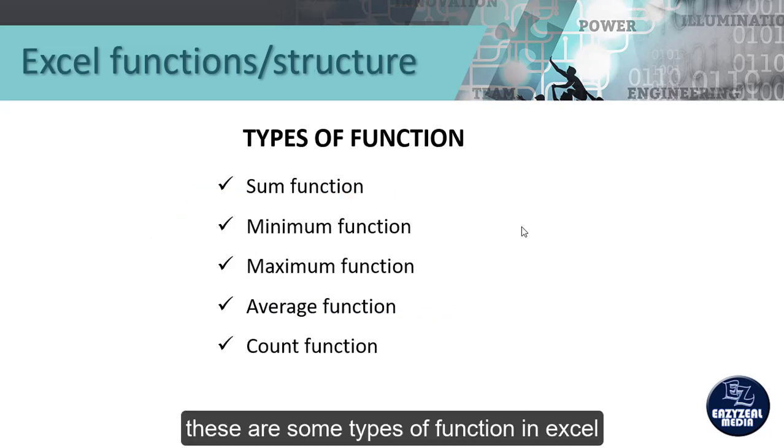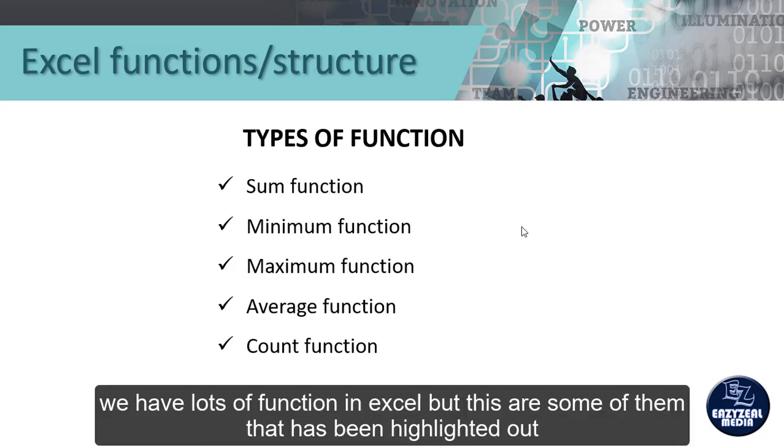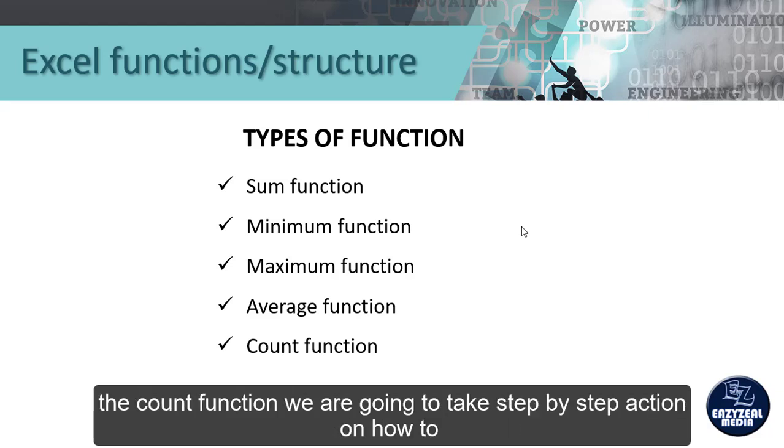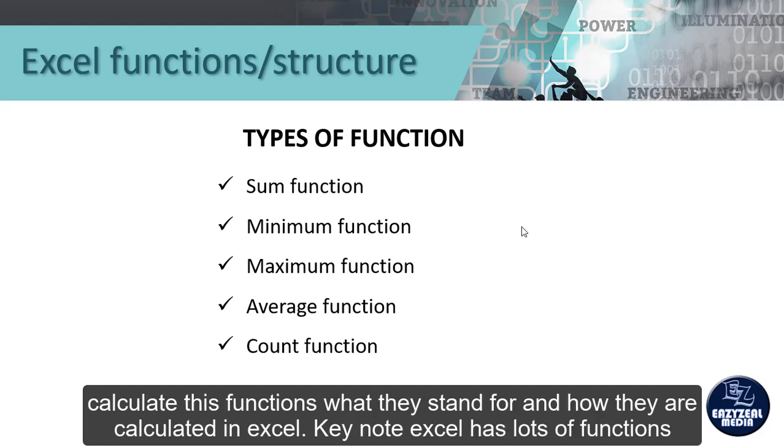These are some types of function in Excel. We have lots of functions in Excel, but these are some of them that have been highlighted. We have the sum function, the minimum function, the maximum function, the average function, and last but not least, the count function. We are going to take step-by-step action on how to calculate these functions, what they stand for, and how they are calculated in Excel.